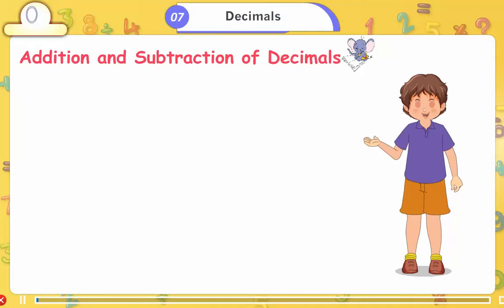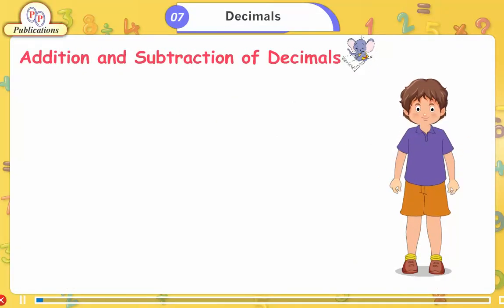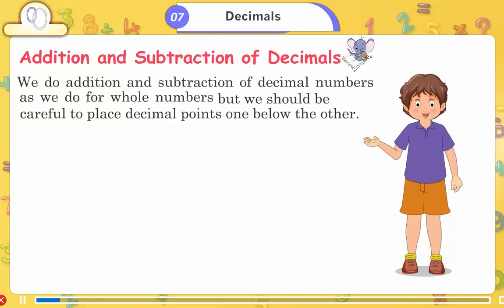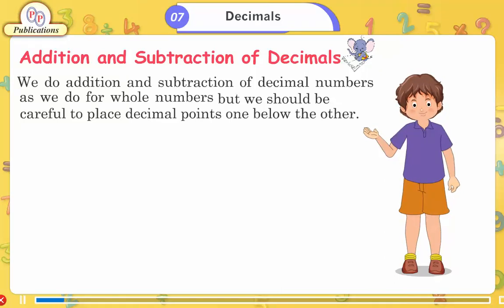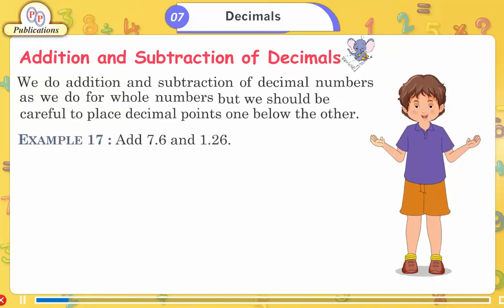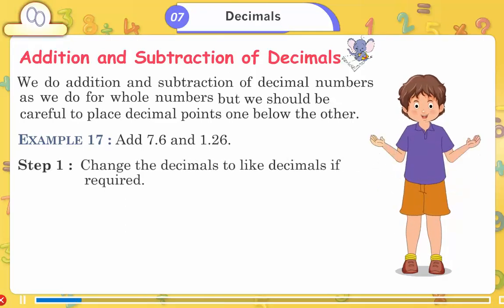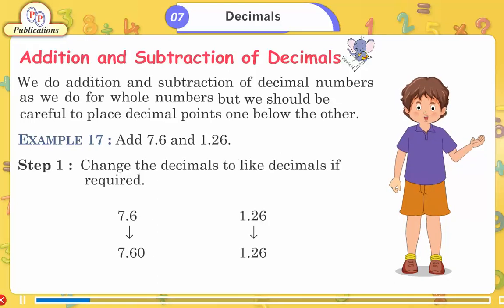Addition and subtraction of decimals. We do addition and subtraction of decimal numbers as we do for whole numbers, but we should be careful to place decimal points one below the other. Example 17. Add 7.6 and 1.26. Step 1. Change the decimals to like decimals if required. 7.6 is 7.60. 1.26 is 1.26.